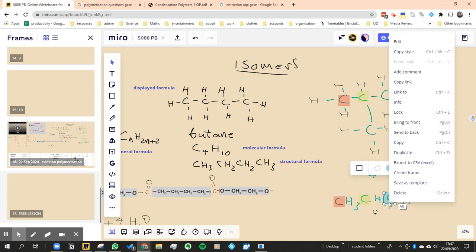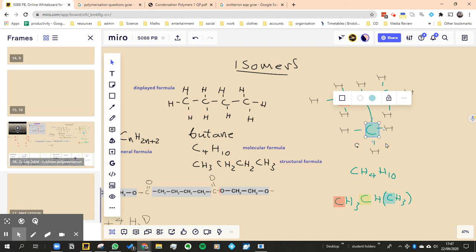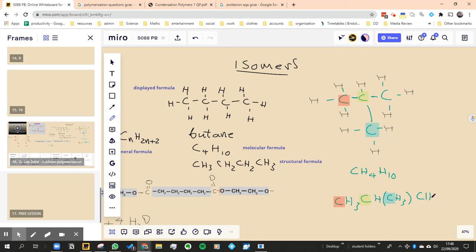So there you go. That's that C, and then the final C that we need to draw is CH3. Does that make sense?